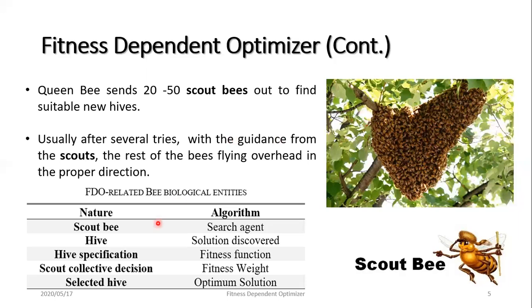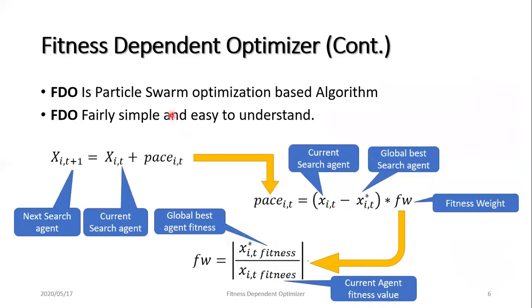So this table shows you what we have in nature and what is equivalent in the algorithm. So scout bee means search agent, hive means solution discovered, and so on and so forth. Now, FDO is a particle swarm optimization based algorithm, but it is completely different from it. FDO has its own nature behavior and is fairly simple and easy to understand.